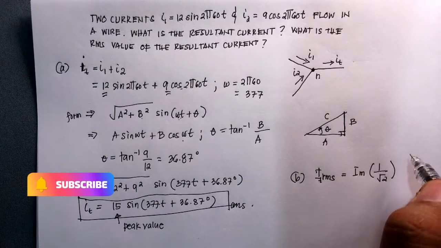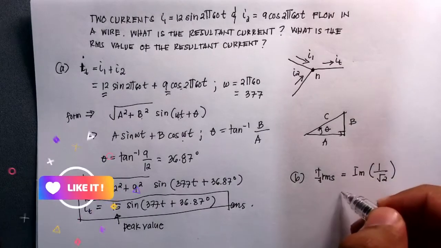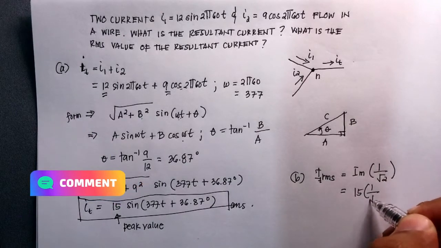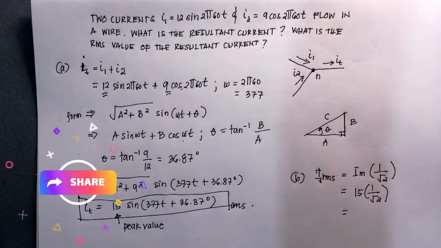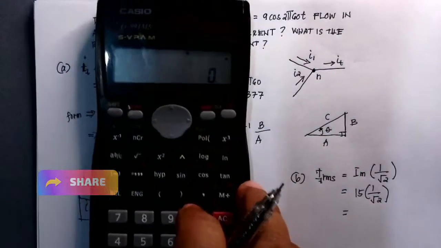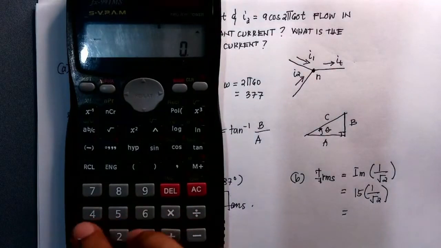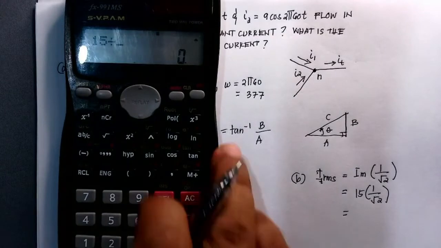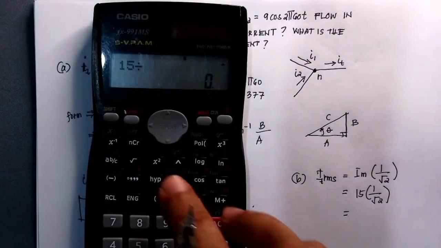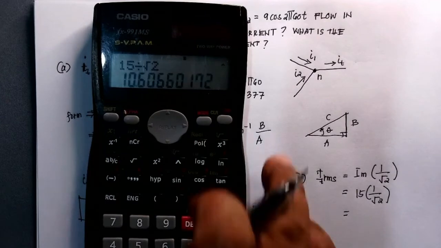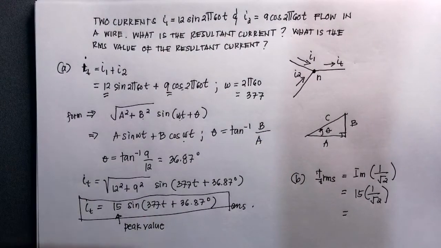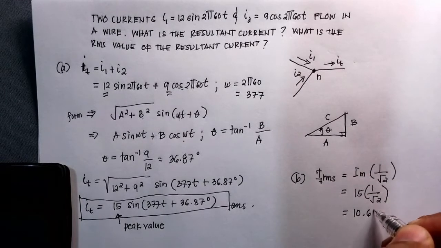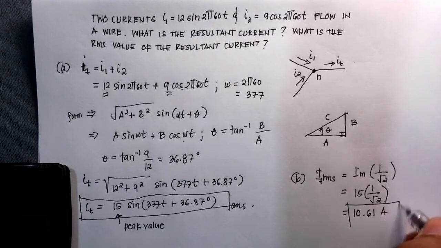So that is simply 15 times 1 over square root of 2. By having your calculator, you have 15 divided by the square root of 2, and it will give us 10.606, or 10.61 amperes. So this will be the RMS value.